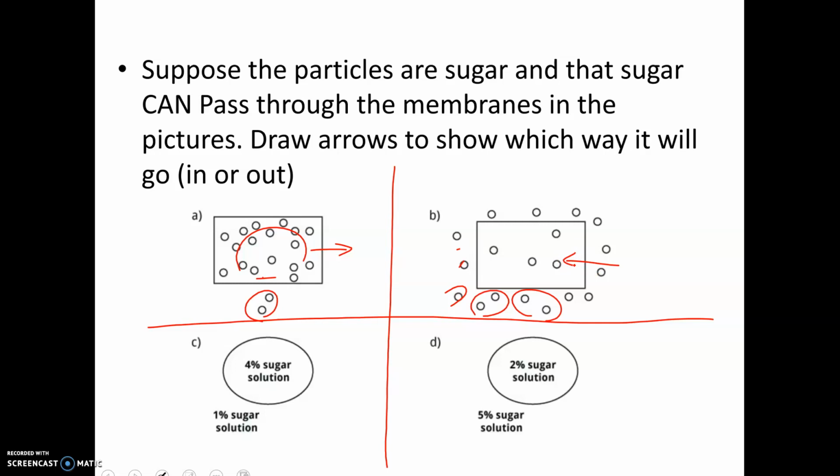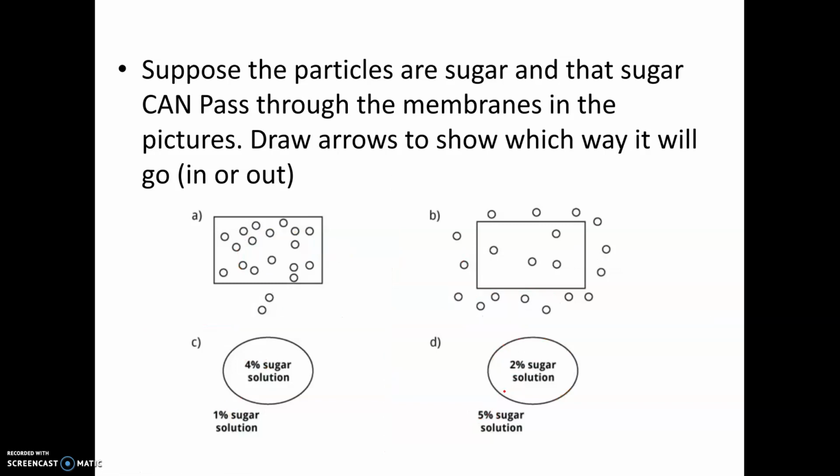Look at our next one. Now we have a 4% sugar solution and a 1% sugar solution. So we just said that sugar will tend to go from where there's more to where there's less, so the sugar would tend to go out. And in our last one, we have a 5% outside and a 2% inside. Sugar is going to tend to go from where there's more to where there's less, so the sugar would go in. Now, for all of these problems, we're assuming that whatever this membrane is, sugar is able to pass through it. If sugar was not able to pass through it, then that would be a different story, and we're going to talk about that in our next lecture.